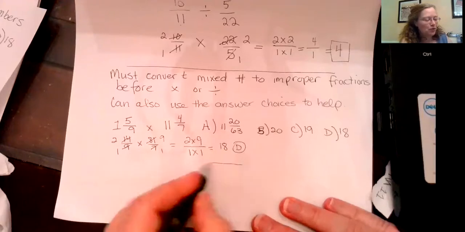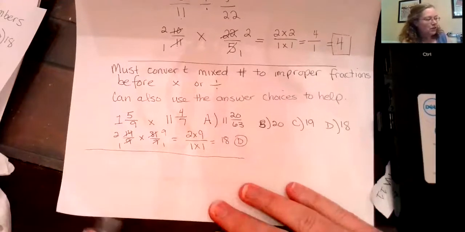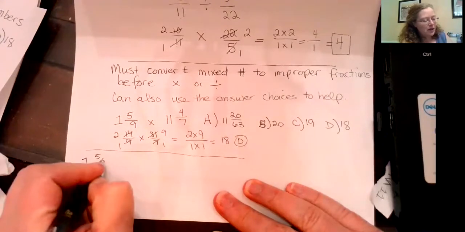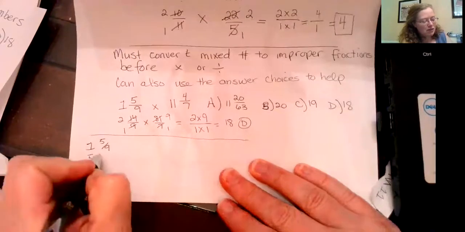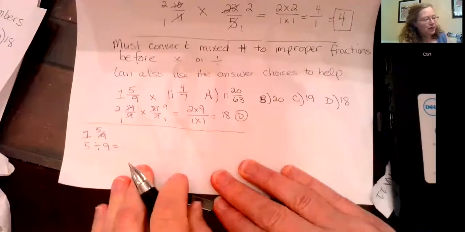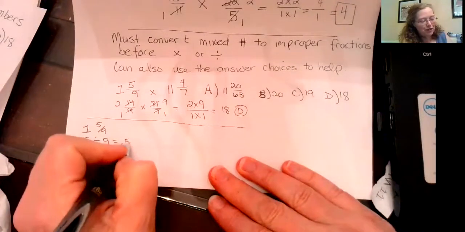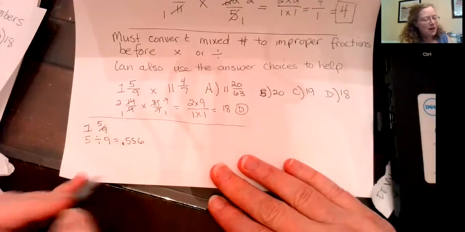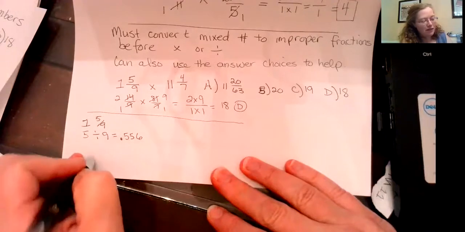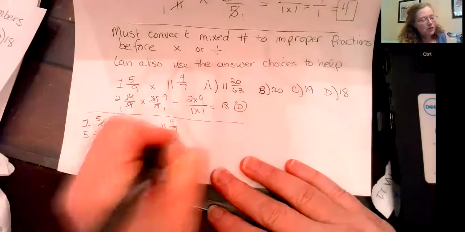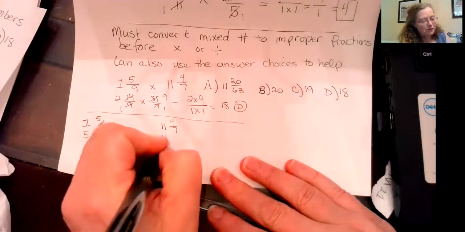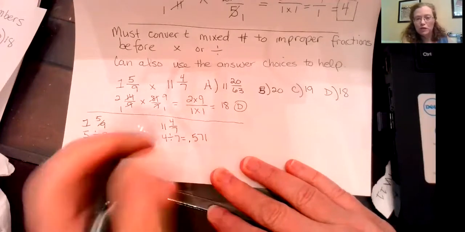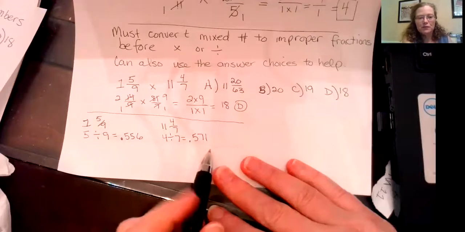This one was pretty nice and easy to do, but another option could be that you take the 1 5/9, and 5/9 is the same as 5 divided by 9. Put that in the calculator and you get 0.555555555. So I'm going to round it to 3 decimal places, 0.556. And then we can take the 11 and 4/7. The 4 divided by 7 is equal to 0.571 and then some more digits, but I'll stop at 3 decimal places.